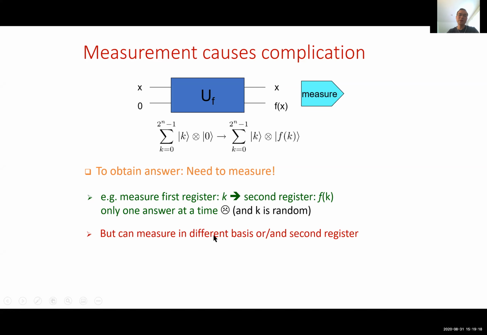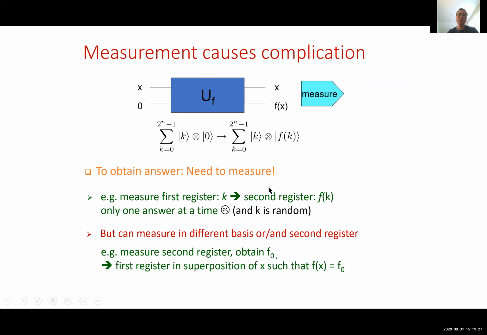However, we can also measure in a different basis, right? Or even we can measure the second register. So let me just illustrate. Suppose we measure the second register and we obtain the answer to be f of 0, right? Because of measurement, it collapsed the second register to f of 0. It would also collapse the first register. So maybe the question to you is, what is the state of the first register?